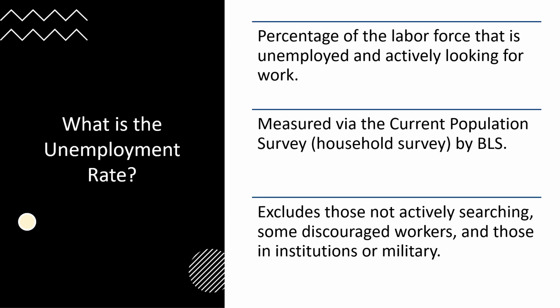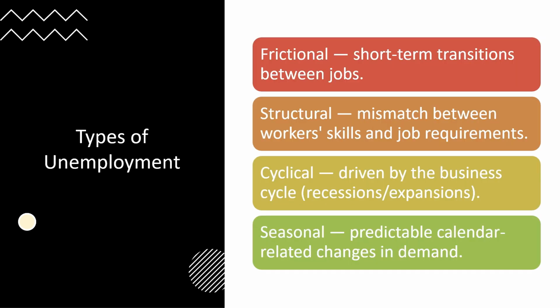So let's continue. Types of unemployment. Well, frictional unemployment is short-term transitions between jobs. So, for example, let's say you get laid off from one company and you are trying to look for another job. That would be frictional unemployment. Or maybe not a layoff, maybe you just quit. You don't like the job and you're going to try to look for something else. Those short-term transitions are considered frictional unemployment.